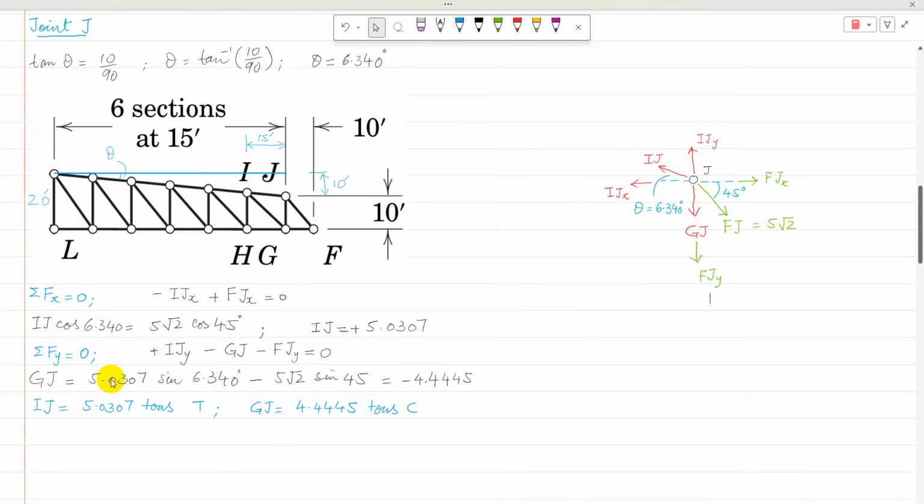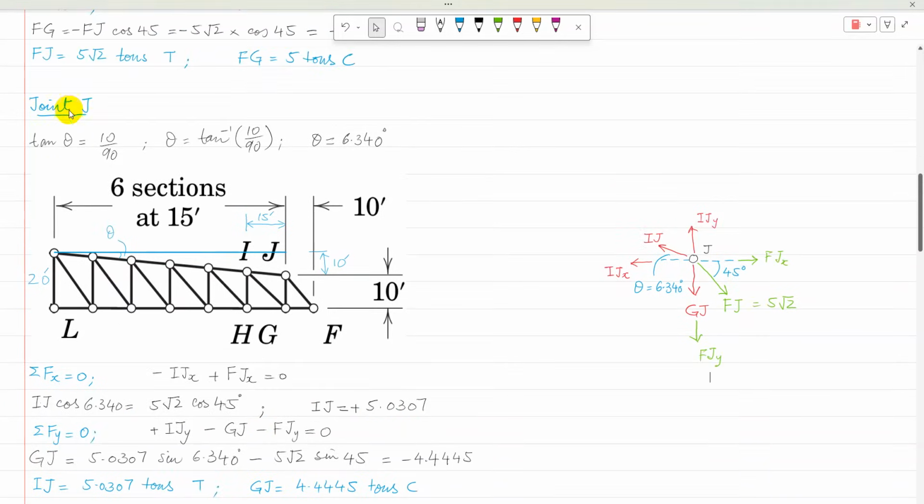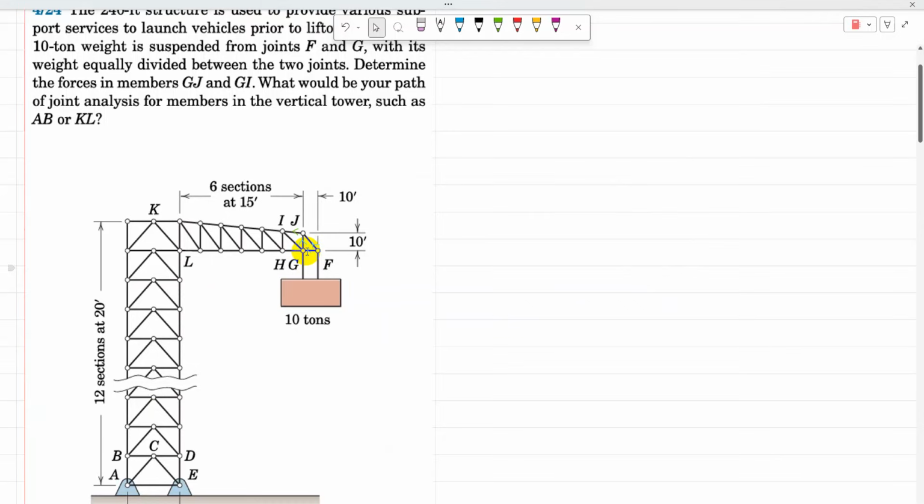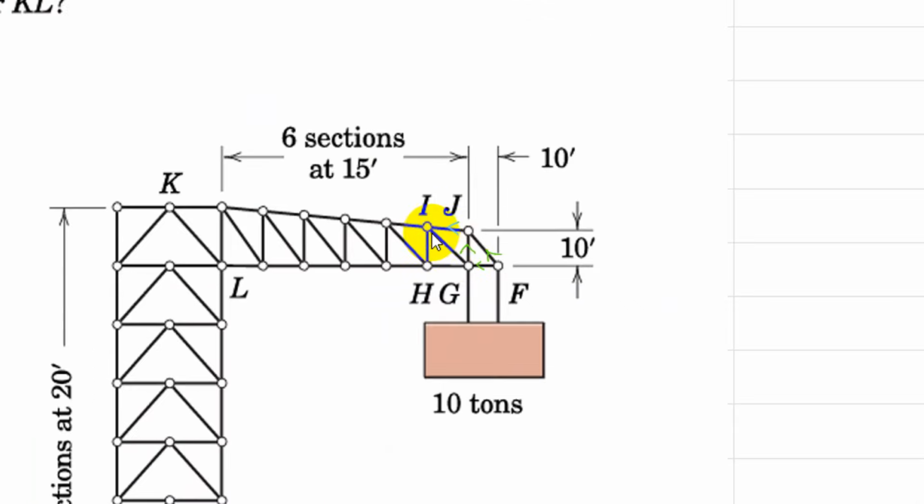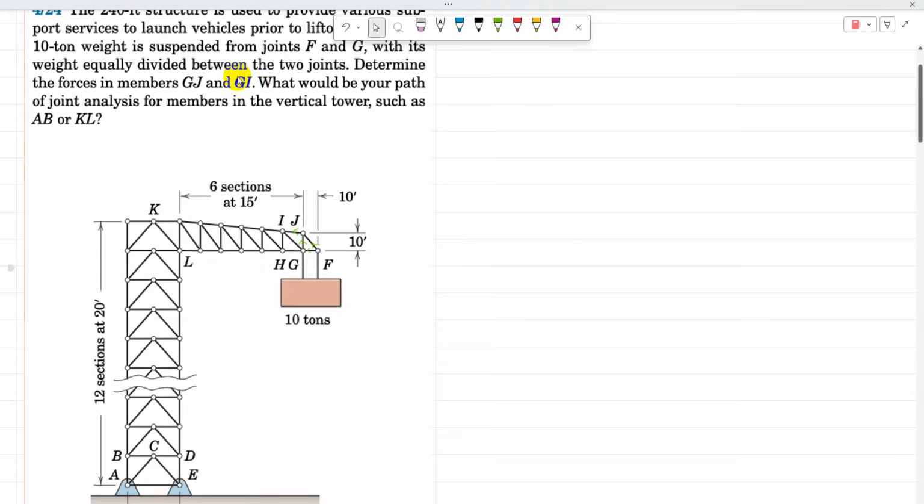So now substituting the values of Ijy and Fjy, Gj comes as minus 4.4445. So then the sign of Ij is positive, so Ij is in tension, and Gj is negative, so Gj is in compression. So these are the answers from joint J. So the next one, now Gj is calculated. So next I need to find Gi.